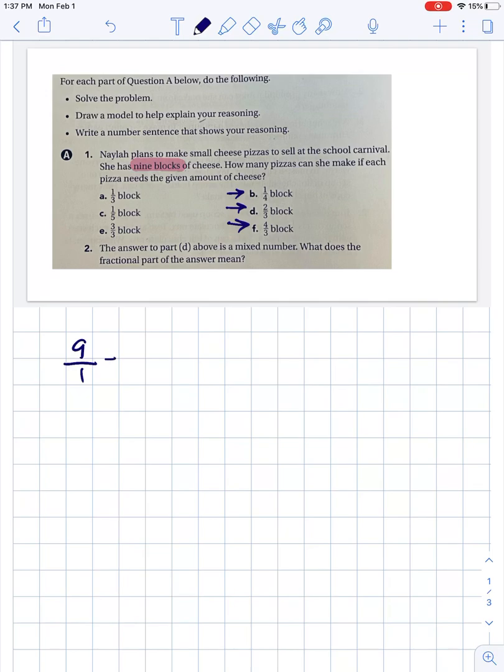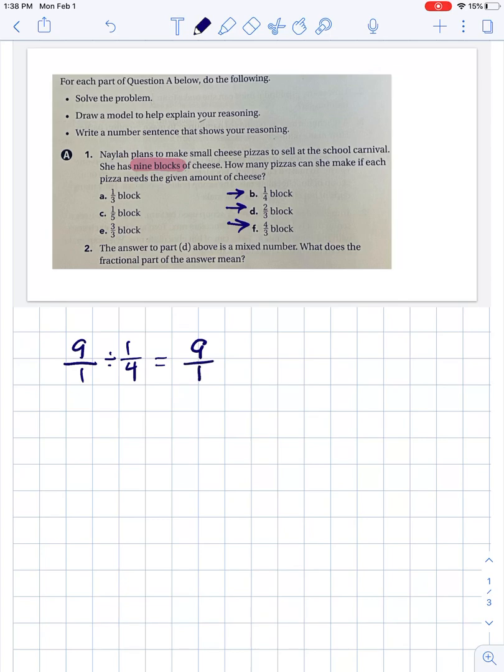9 over 1 divided by 1/4. What we're asking here is how many quarter blocks of cheese fit inside of 9 blocks. So 9 times 1 is 9, and 1 times 4 is 4. Now we've got an improper fraction. Oh, wait a second. I apologize. Let's backtrack. I didn't flip. I could have restarted the video, but I'm a human too. We all make errors. So let's try that again.